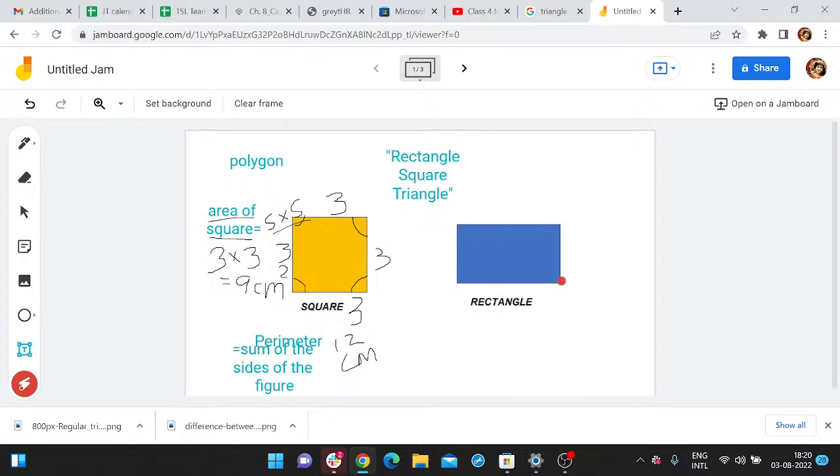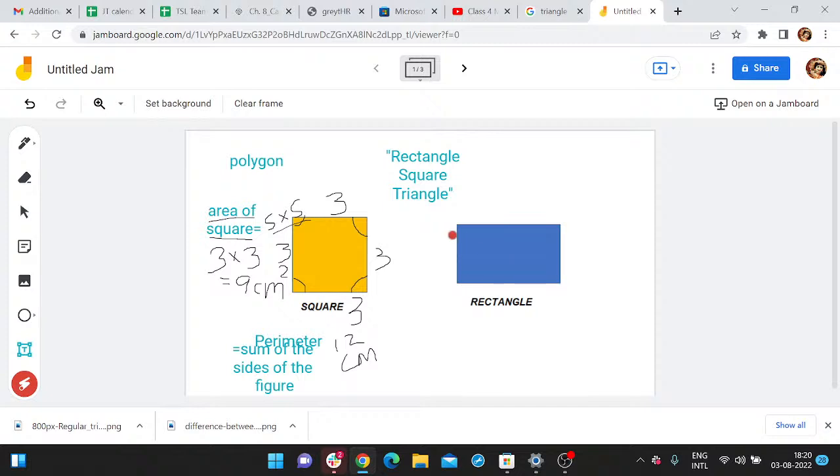Okay, so this is a closed figure. We cannot see any opening out there. So it's a closed figure and it has four sides. So this is called a polygon. So a rectangle is a four-sided polygon which has few properties which are different than a square.